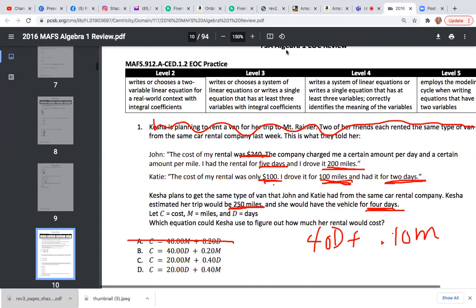Which other one can we get rid of? What do you guys think? There's another one we can get rid of.